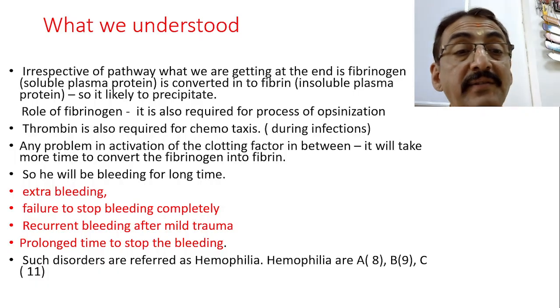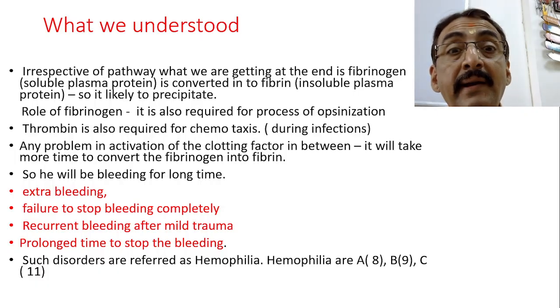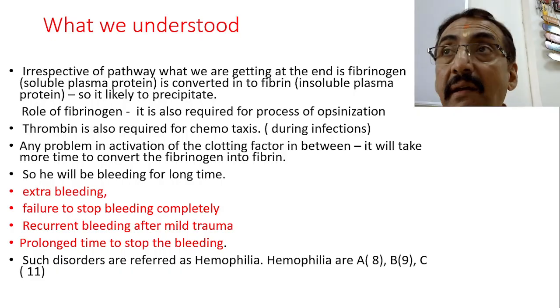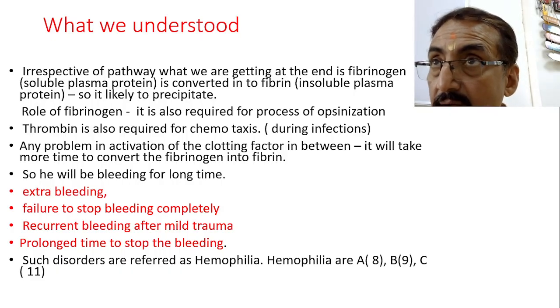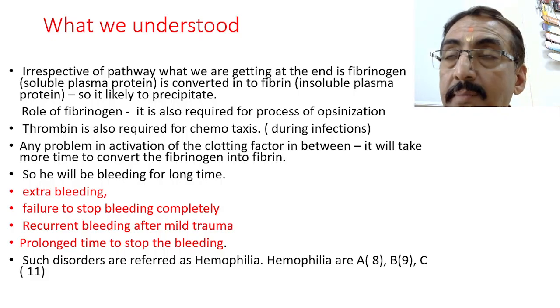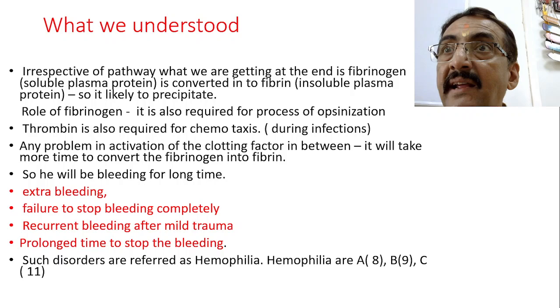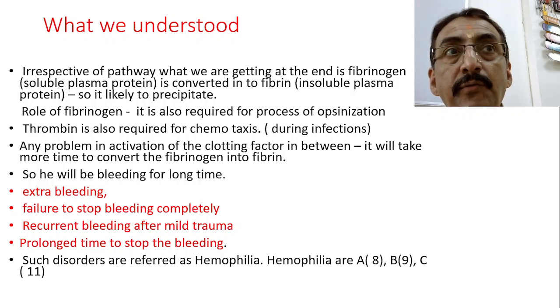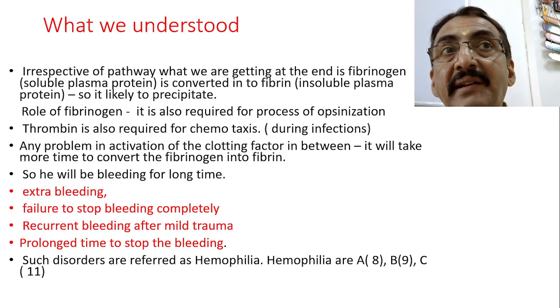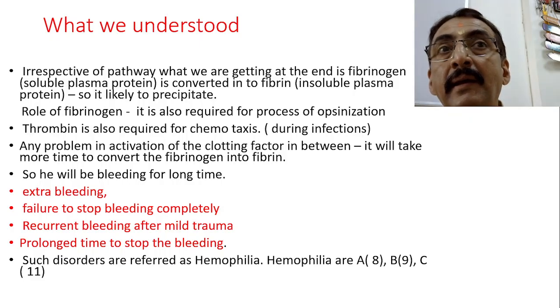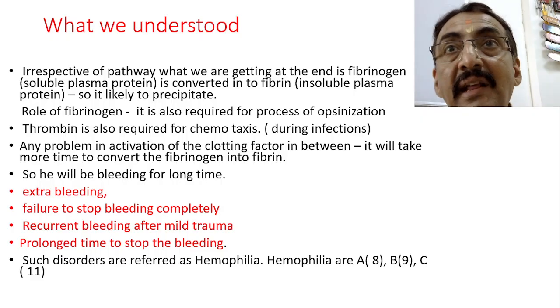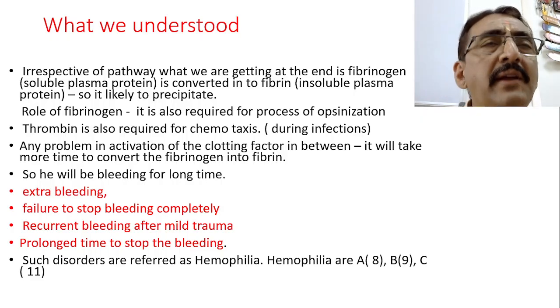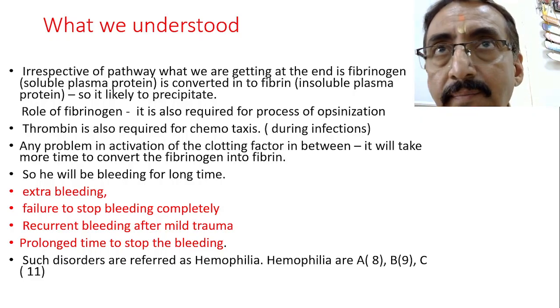So such disorders where the intrinsic pathway is affected: factor number 12, factor number 11, factor number 9, factor number 8, Willebrand's factor, factor number 9, and factor number 10. When these are affected, we call it the intrinsic pathway defect, leading to less formation of the prothrombin. This is very commonly seen in case of hemophilias.